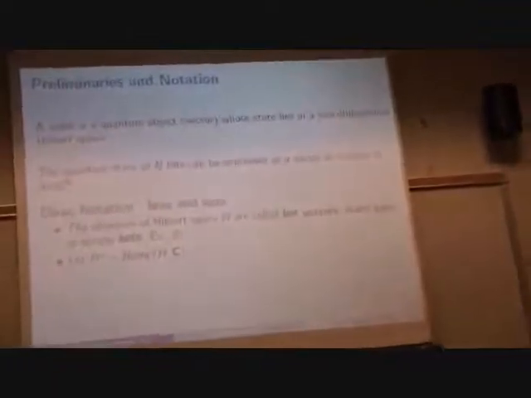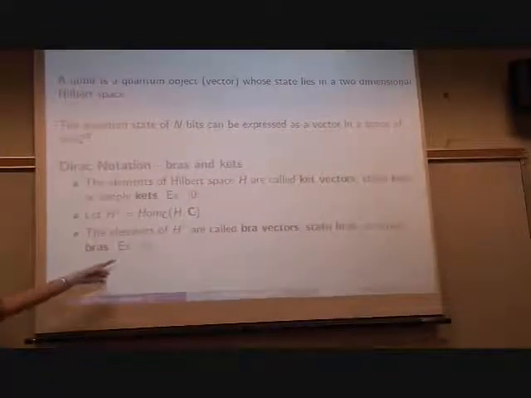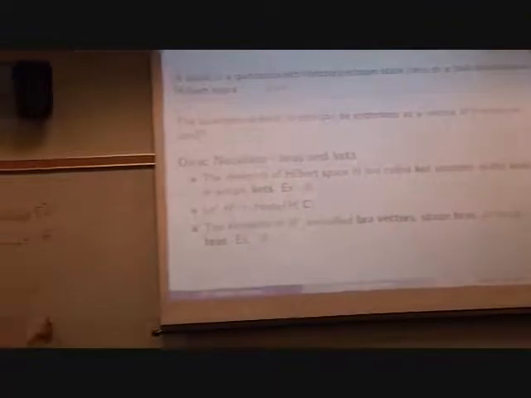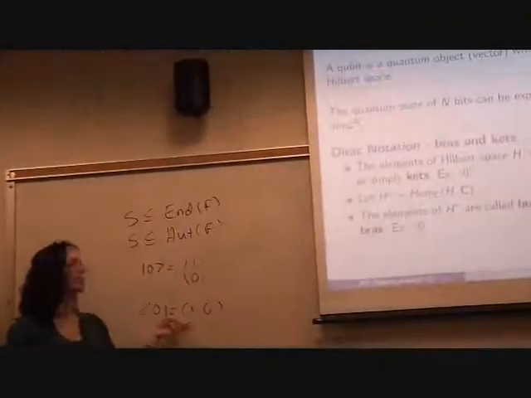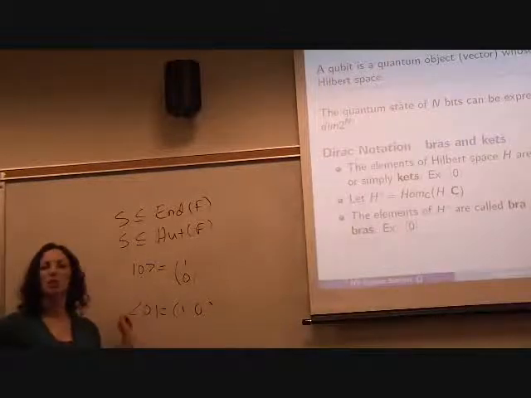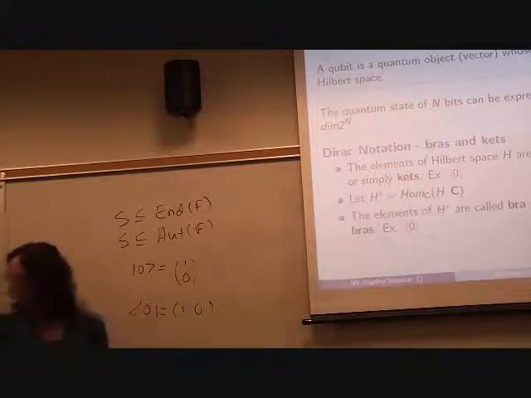So now we also have the dual of the vector space. So we have the homomorphisms that map the Hilbert space into the complex numbers. And so the elements of the dual are called bra vectors, state bras, or simply bras, and they're represented this way. So here's an example. And so if we want to write it, as you can probably guess, this is going to be our row vector. So they're just shorthand notation. We're in a vector space. We're able to have row vectors, column vectors.